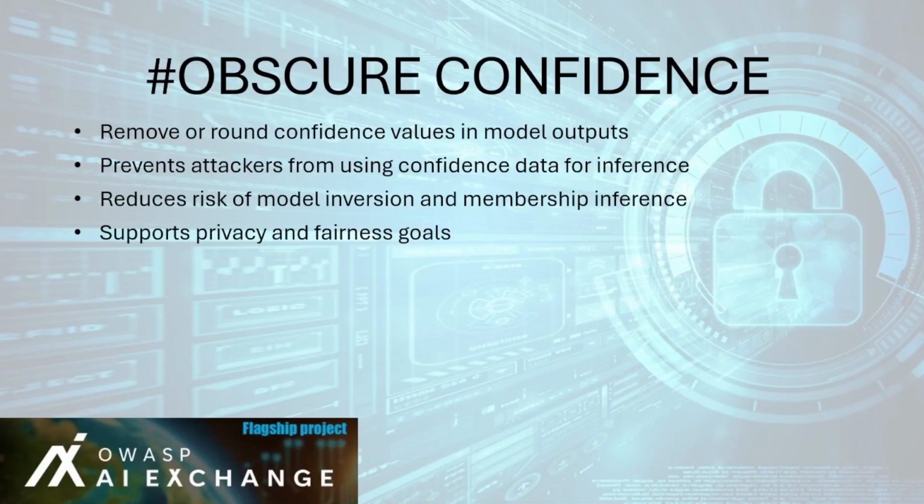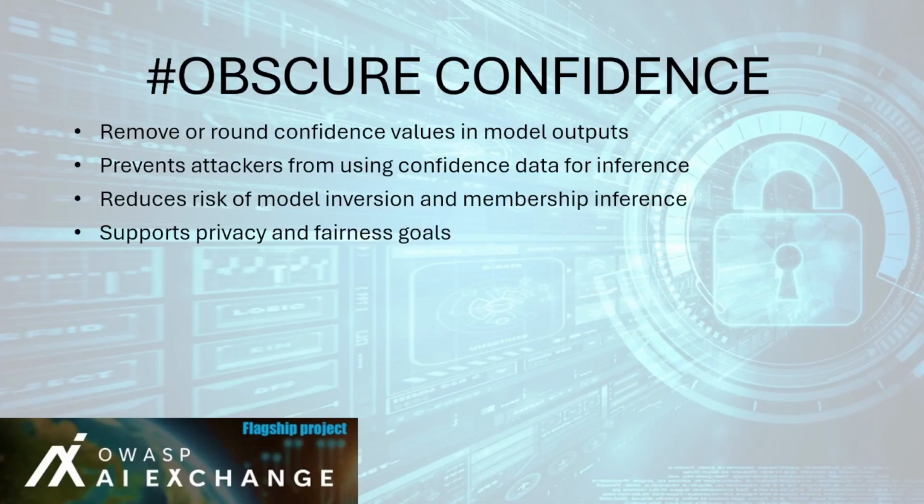By hiding or rounding confidence values, attackers lose a key signal for optimization, making inference-based attacks harder to execute. The benefits are that it prevents model inversion and membership inference, and it reduces data privacy risks and limits leakage of sensitive information. Best practices are to: 1. Avoid exposing full confidence scores in APIs or interfaces. 2. If necessary, round or bin confidence values, for example, to 0.1 increments. And 3. Combine with monitoring and anomaly detection for added protection.